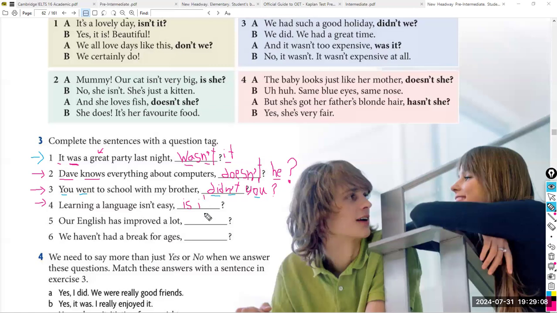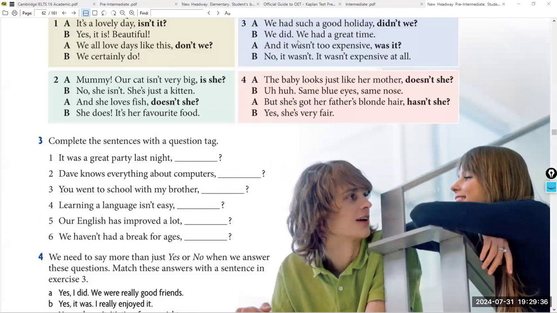Because I have a negative sentence. Okay. What else? And isn't is the main verb, so is it? And why did you write it? Because the learning a language, it, not he and not she. It is something, not someone. Thank you so much.